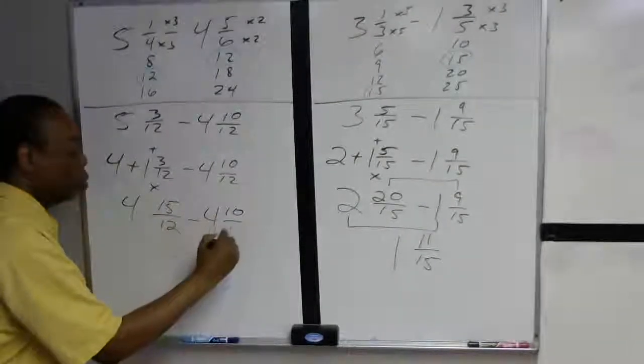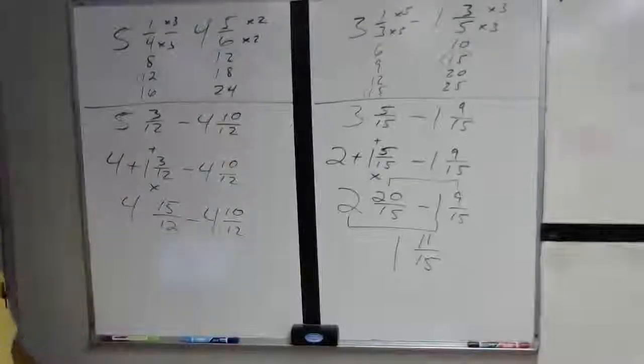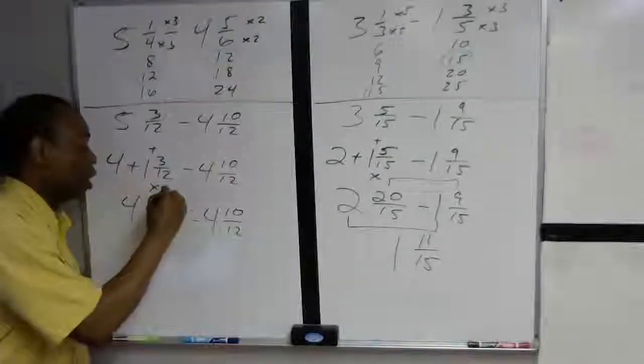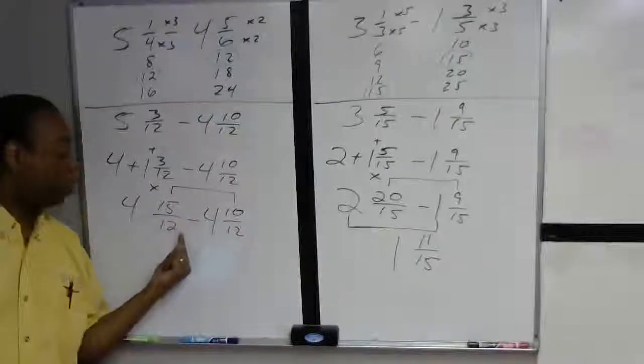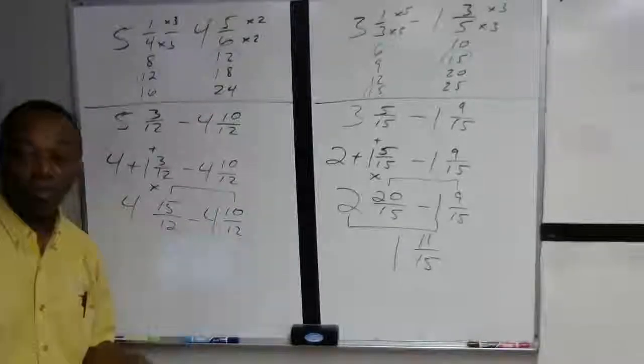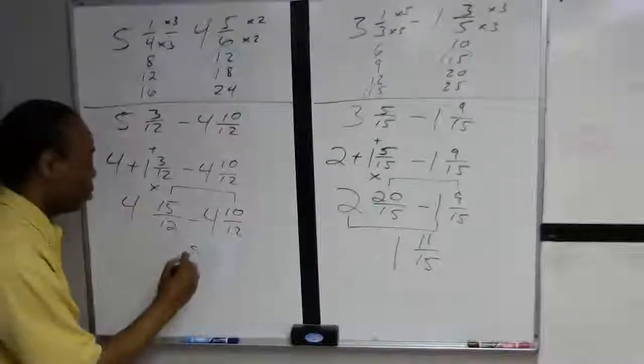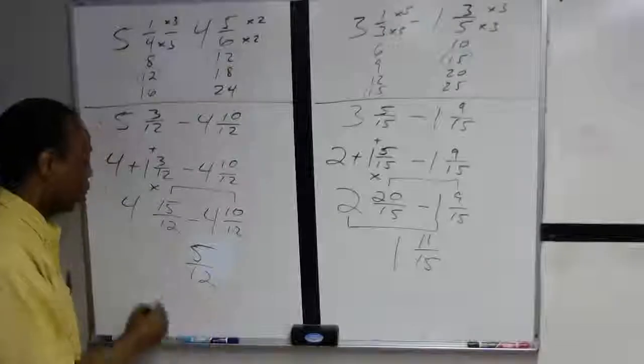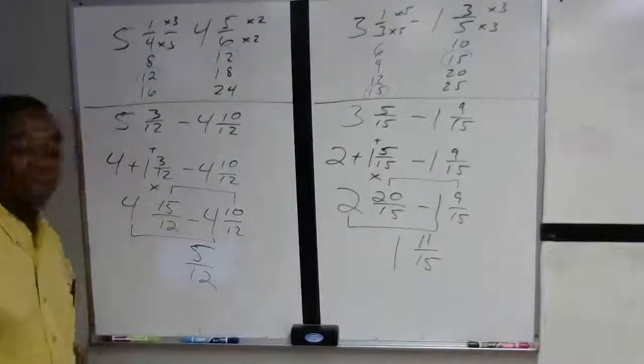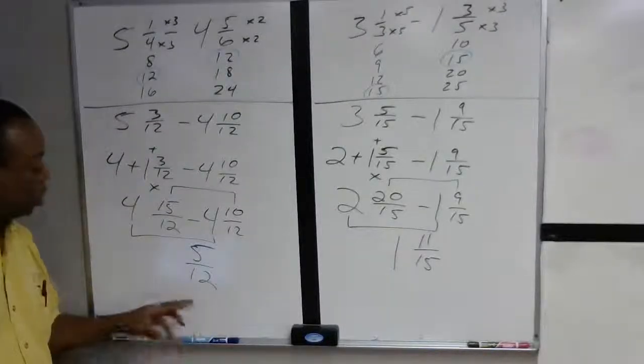Now we're going to bring down all the other numbers, the 4, the minus, the 4, and the 10 12ths. Okay, now let's subtract our fractions. 15 12ths minus 10 12ths will give us 5 12ths. And then 4 minus 4 gives us no whole numbers. That's your final answer.